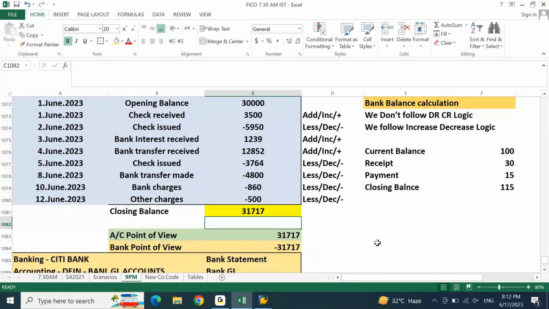Yes, sir. Here, check received, suppose 3,500. Check received but not yet credited, or check issued that is not deposited to the bank. In that situation, those transactions will not be part of your bank statement. Whenever you do BRS, are you going to verify your accounting with banking, or verifying banking with accounting?